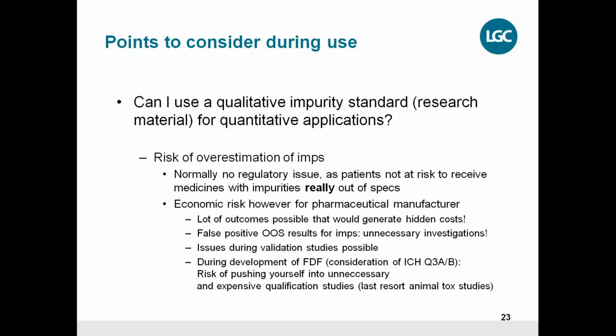And the last resort in the qualification studies is animal toxicology studies. You can be lucky that you can qualify your material with the help of the literature, but very often there is no data available for a certain impurity, and then your resort would really be to perform animal tox studies, and these can last, as written in ICH Q3A, two to three months and are normally very expensive, and of course you have that delay for the time to market. So that was one point that I really wanted to share with you here as well.